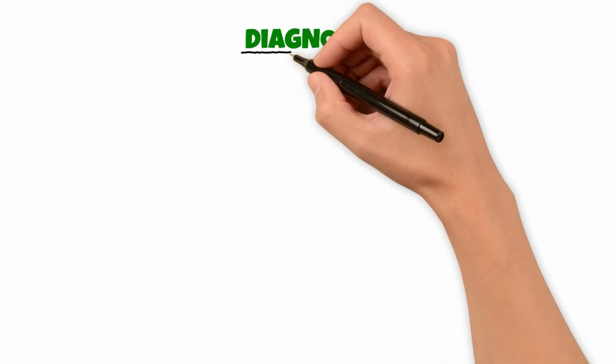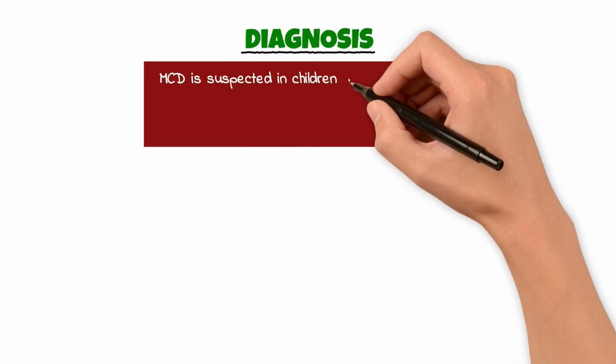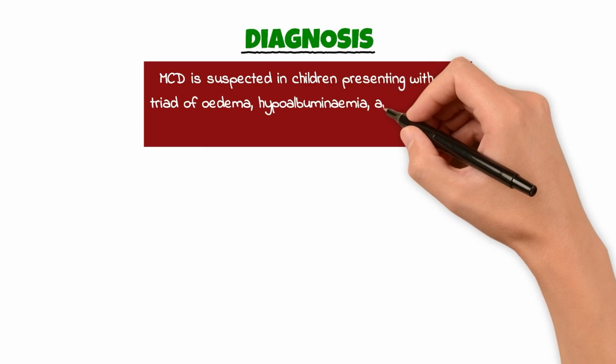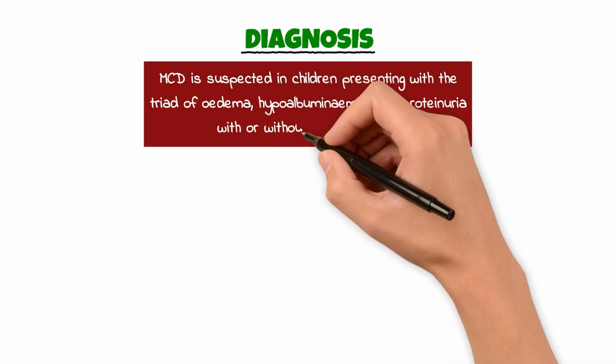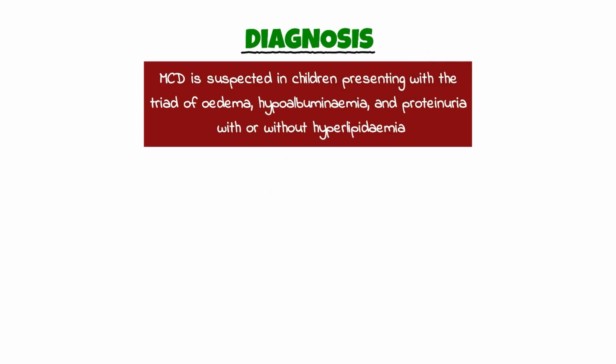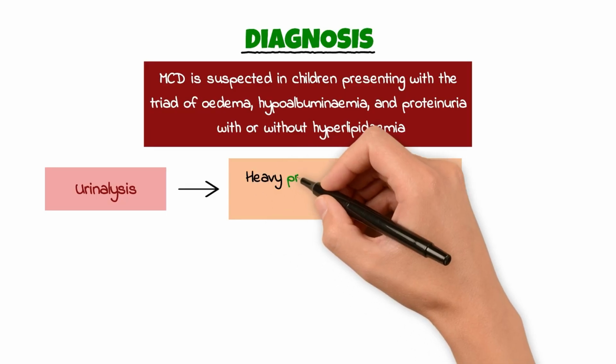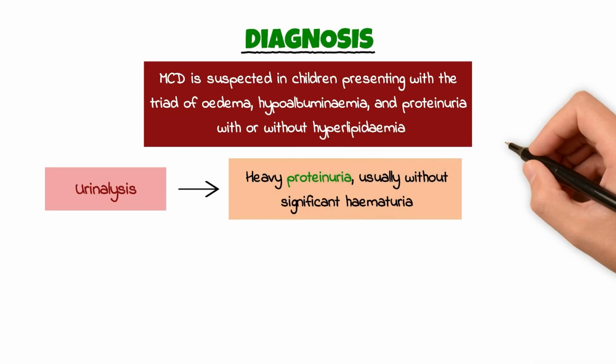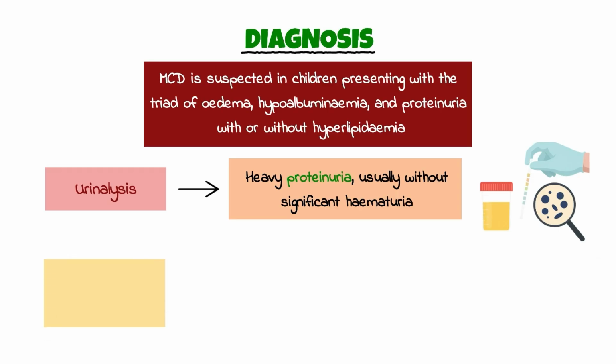Diagnosis. Minimal change disease is suspected in children presenting with a triad of edema, hypoalbuminemia, and proteinuria, with or without hyperlipidemia. Investigations include urinalysis. This shows heavy proteinuria, usually without significant hematuria. Urine protein quantification.